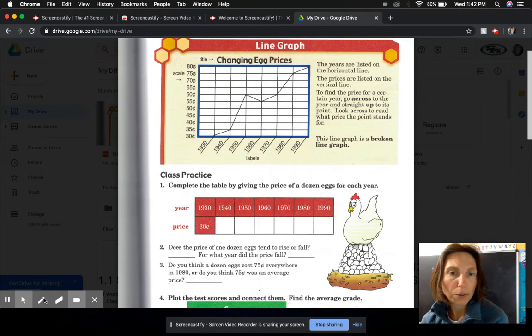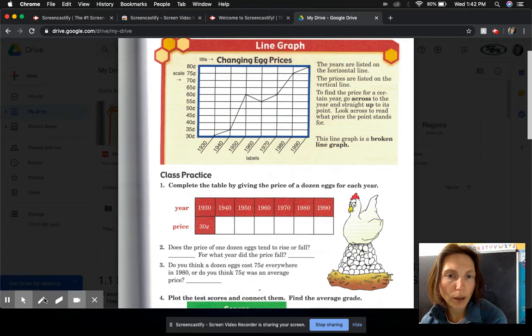Okay, so let's just go to number 1. Complete the table by giving the price of a dozen eggs for each year. Sometimes you'll have a table, which is your information, and you need to plot that on a graph. And sometimes you have a graph, and then you need to find the information and put it into the table. And that's what we're doing now.